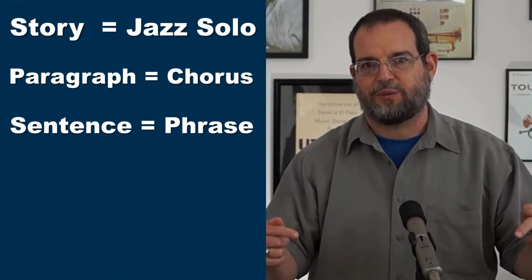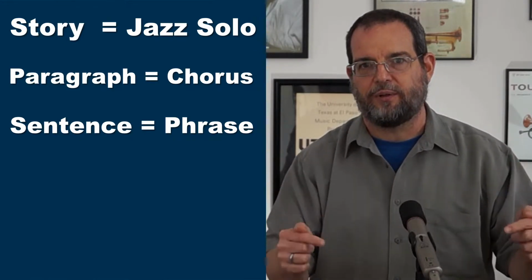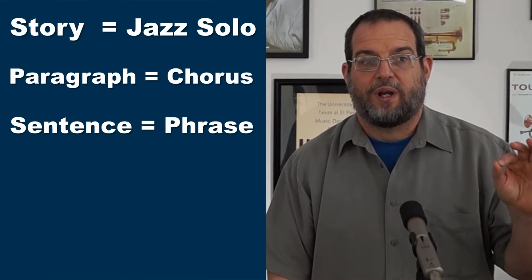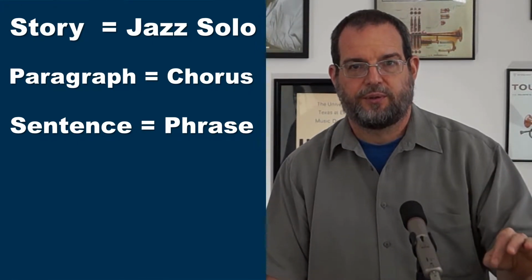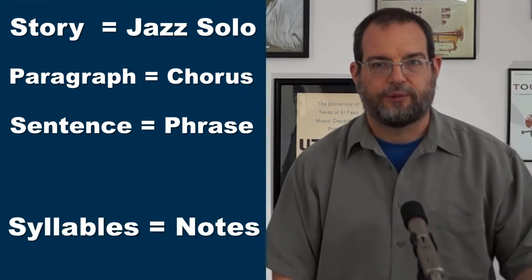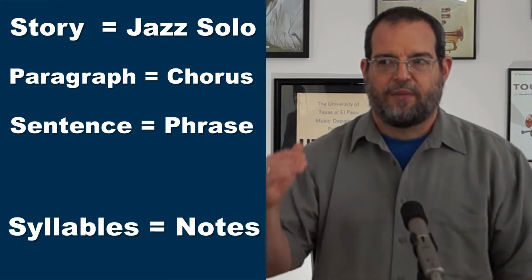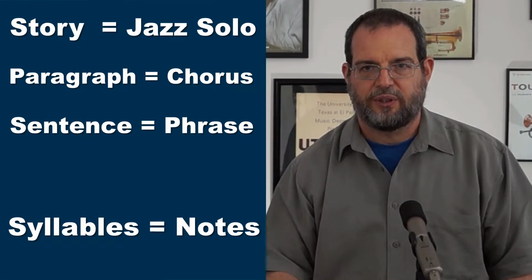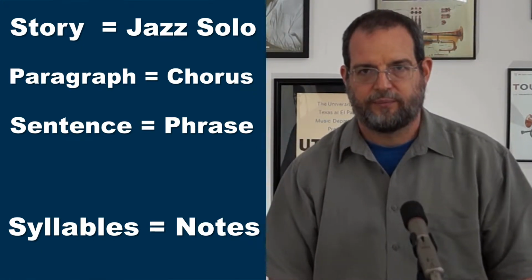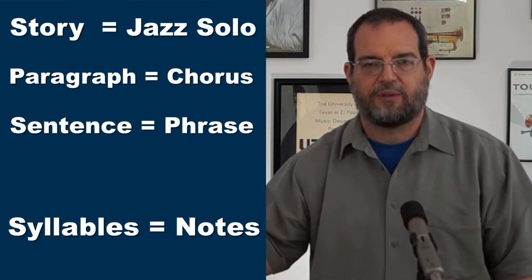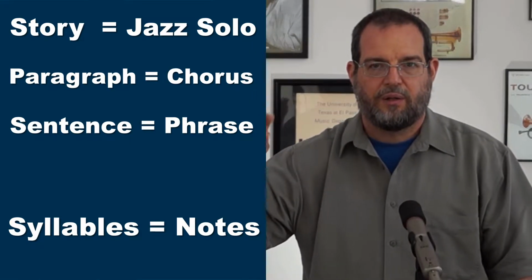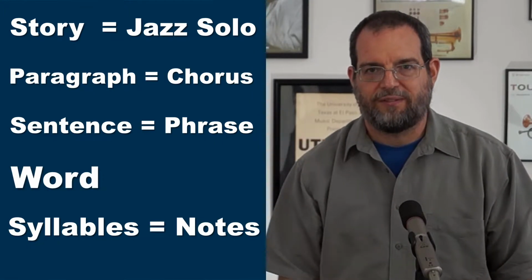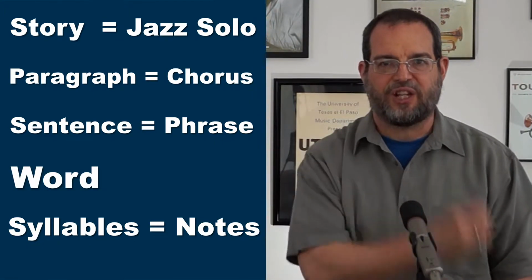Then we're going to skip the next one because that's the main one. Let's go down to the bottom now and look at what is the equivalent of syllables. That would be notes. Now, look at this. Somewhere between sentences and notes, there's another unit. In the written language, in spoken English, it would be a word. What is the equivalent of the word in the jazz solo?